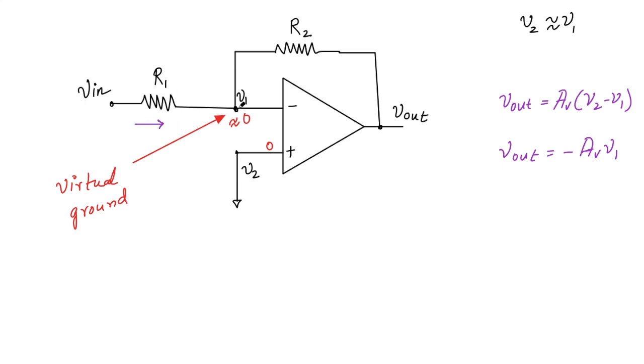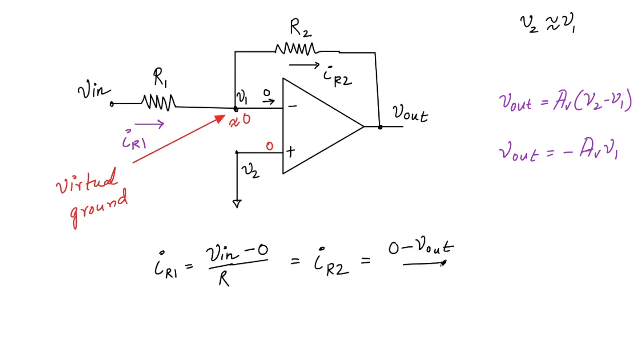Because this is acting like a ground, the current through this resistance R1 is given by IR1 equal to V in minus 0, if I apply a simple KVL or Ohm's law. So this is IR1, and there is no current flowing through the op-amp input. The current flowing through R2, IR2, is the same as IR1. And we know that IR2 can be written as 0 minus V out by R2.